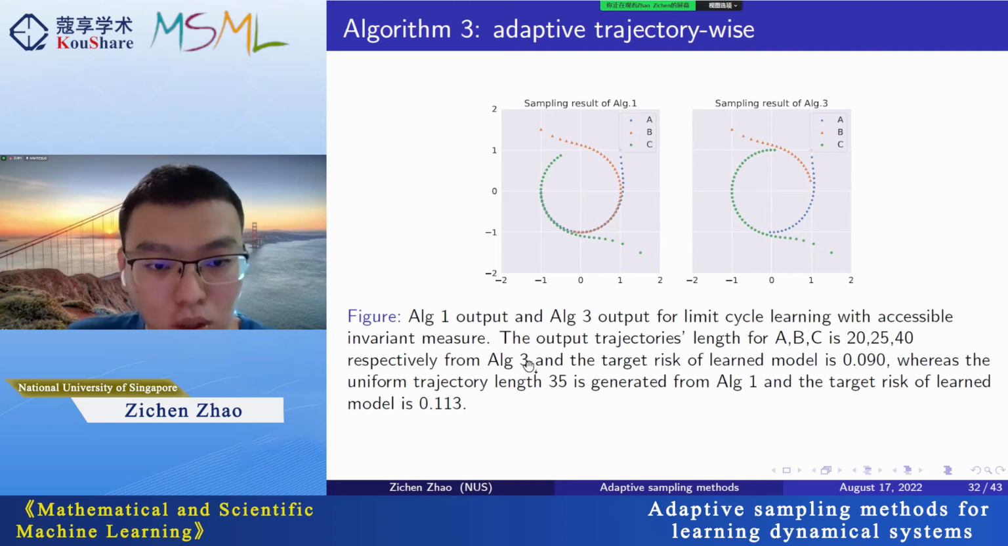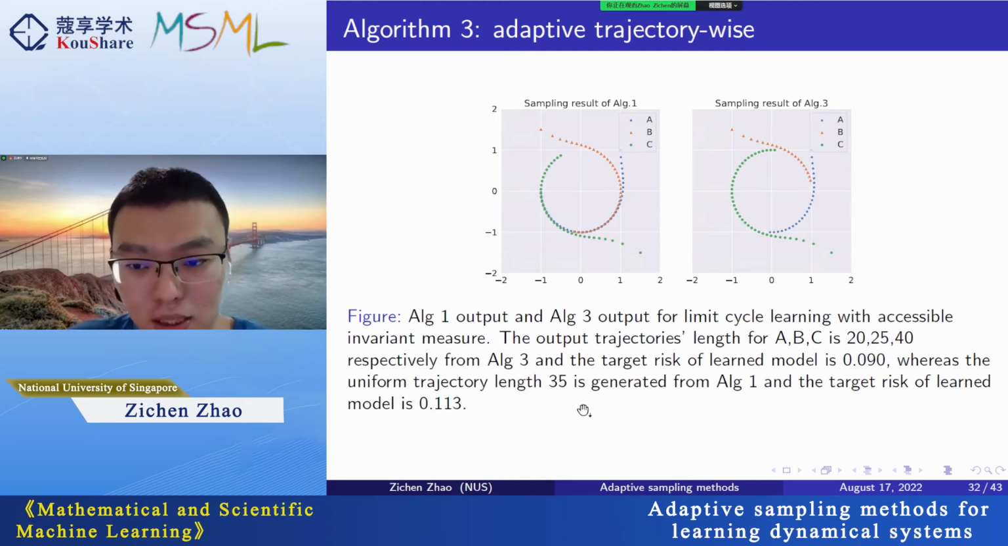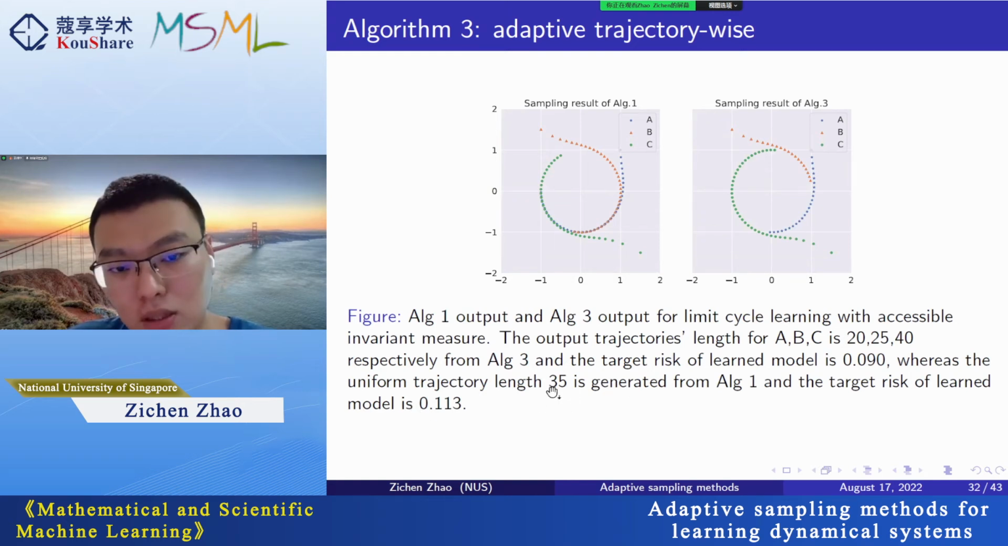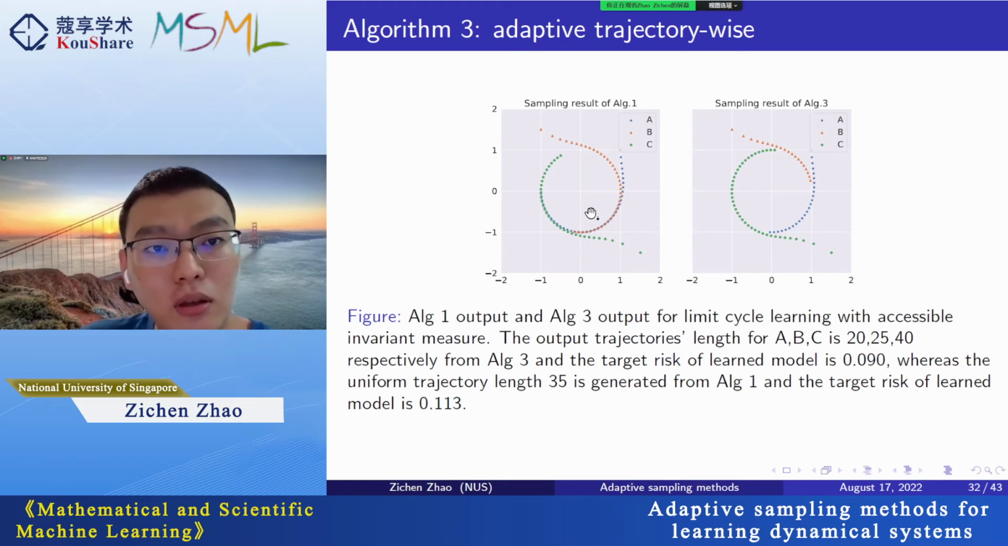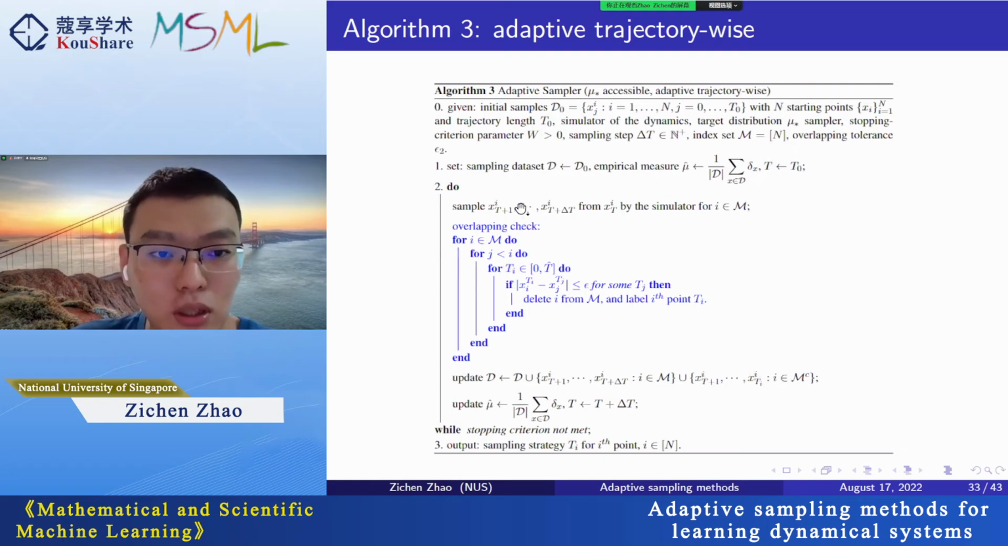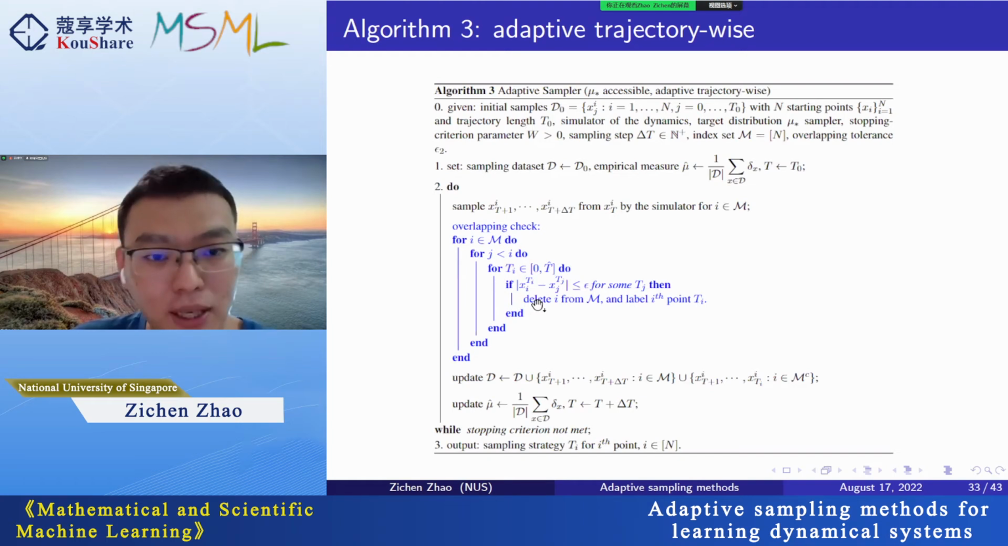The budget of algorithm 3 is 85, while the budget of algorithm 1 is 105. So there is a 20% sampling reduction. The only difference between algorithm 3 and algorithm 1 is that we add an overlapping check step here.